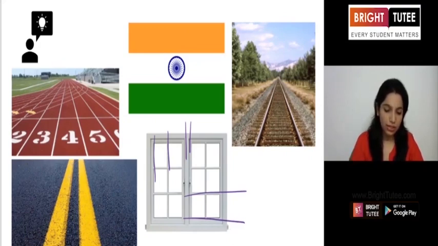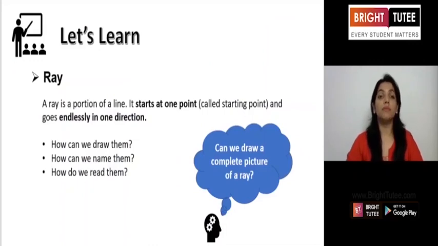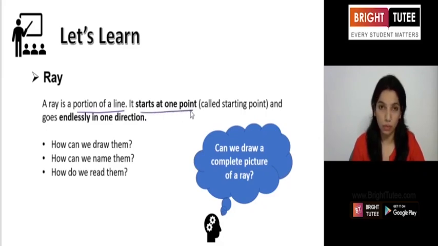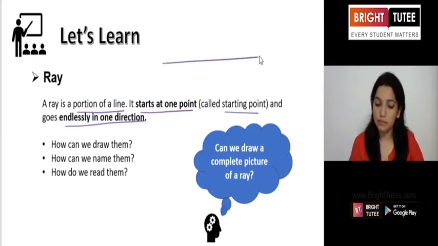Now let's see what is next to learn. Okay, so now comes ray. What is a ray? Let us define ray mathematically. A ray is a portion of a line. Very important point to remember. It is a portion of a line. It starts at one point, we call it the starting point, and it goes endlessly in the other direction. So this is how we define a ray. Let me just draw a line here. See, this is a line. This line, I'm writing it with the help of points O, A. Now, let me just do one thing.